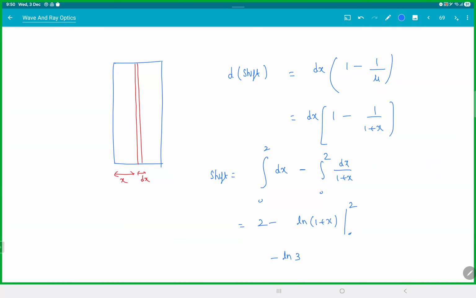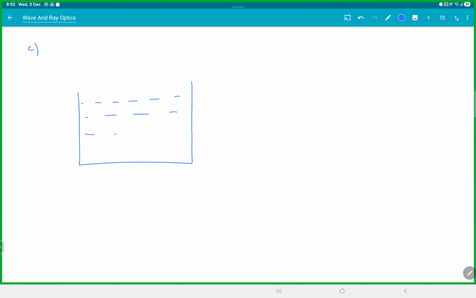In this, there is one more question. I hope you remember this. Let's say we have a container filled with liquid. There is an object here which is going up with V1. There is an observer here who is coming down with V2. And this liquid's surface is also moving up with V3. Find the velocity of the object as seen by the observer. The refractive index is mu.